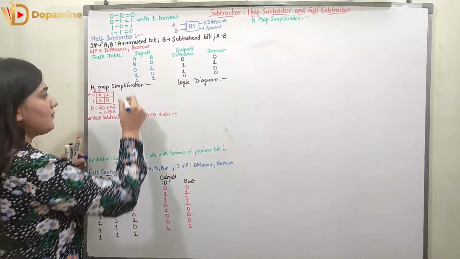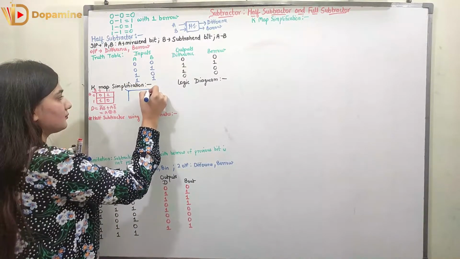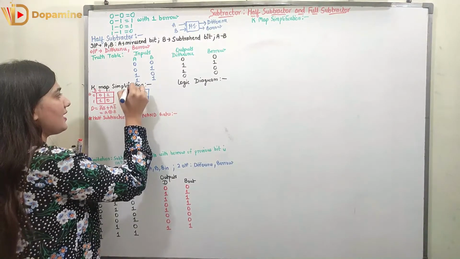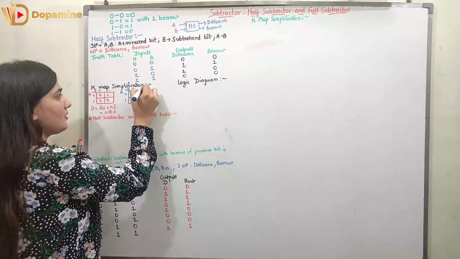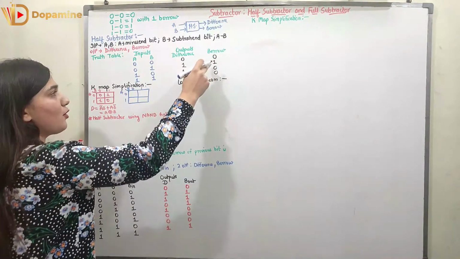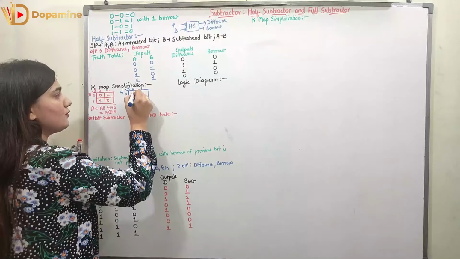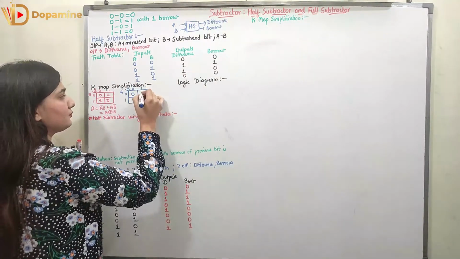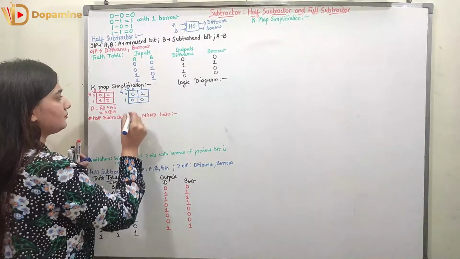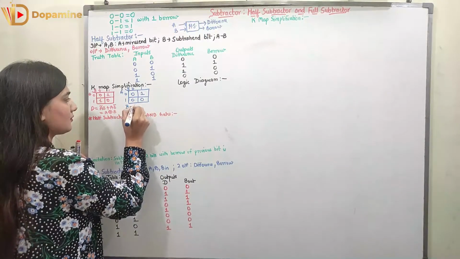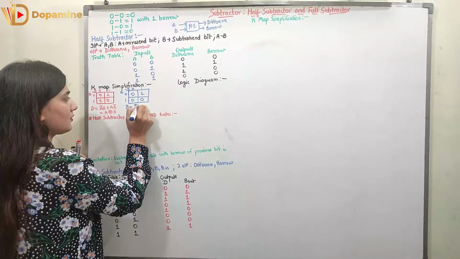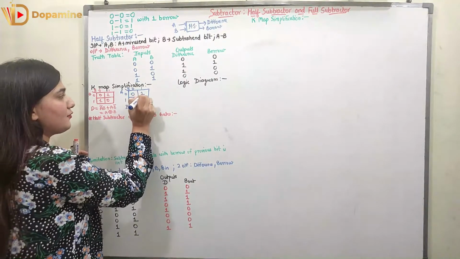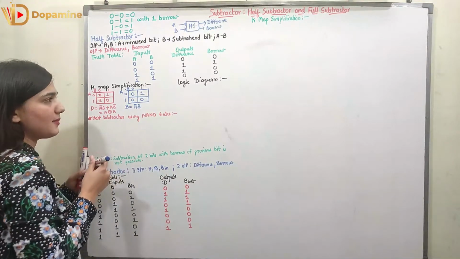Now coming to the borrow. Again I have A and B, right? So I'm going to put the borrow over here. For AB 0 0, it is 0. For 0 1 it is 1, 1 0 it is 0, 1 1 it is 0. So you can see I have made the K-map, and from here I have only one 1, which is represented as A bar B.